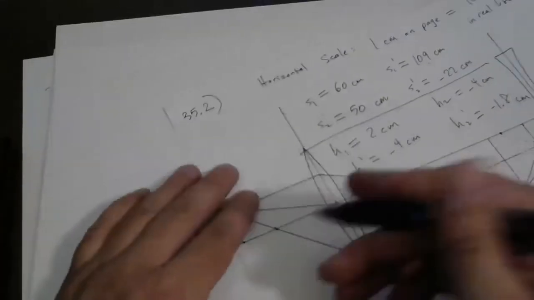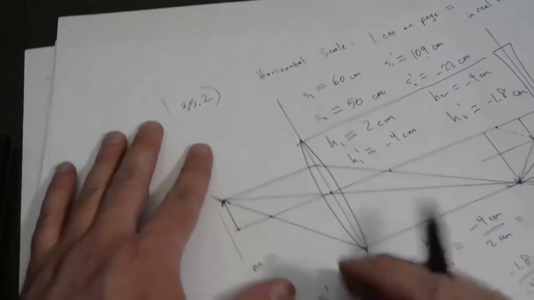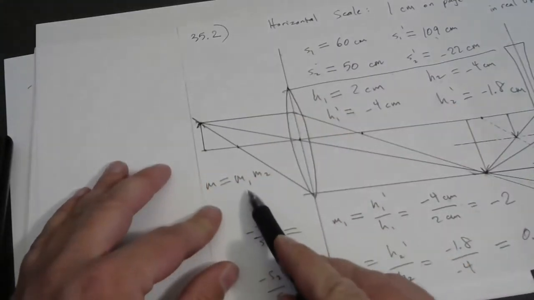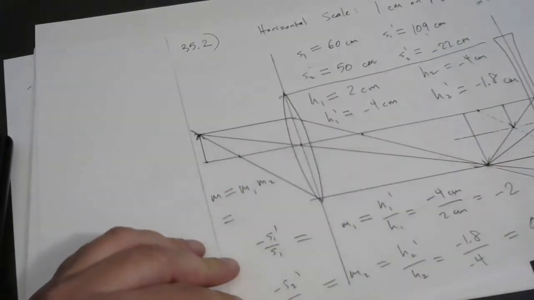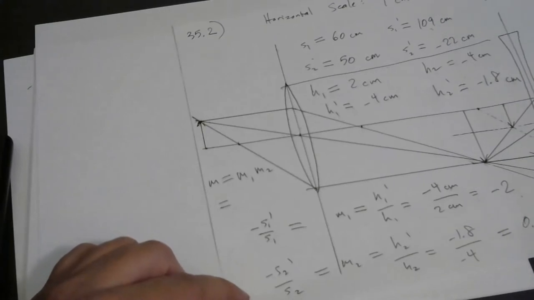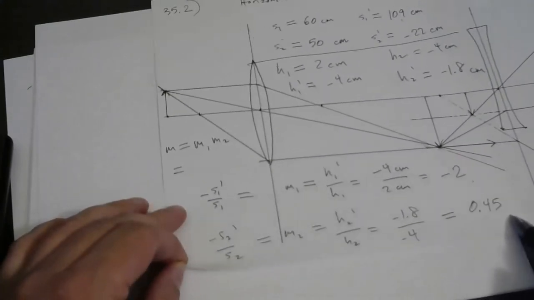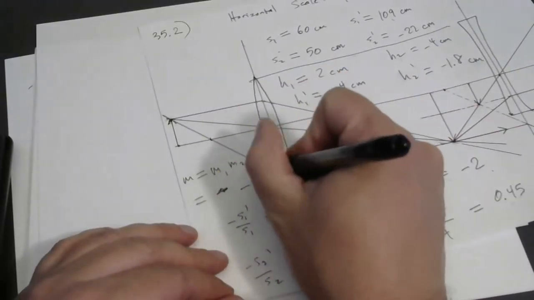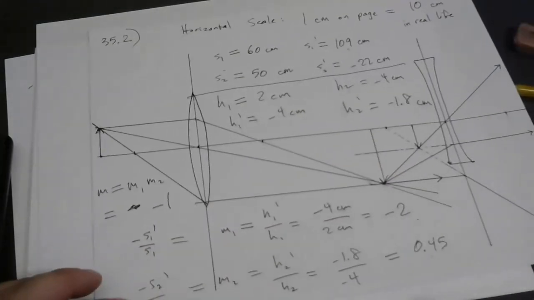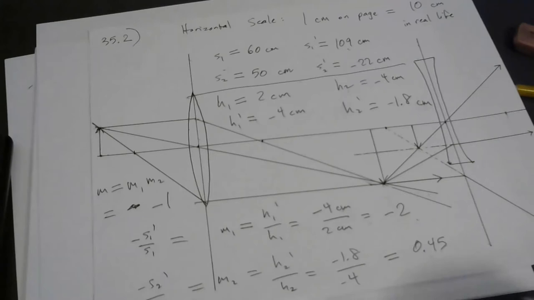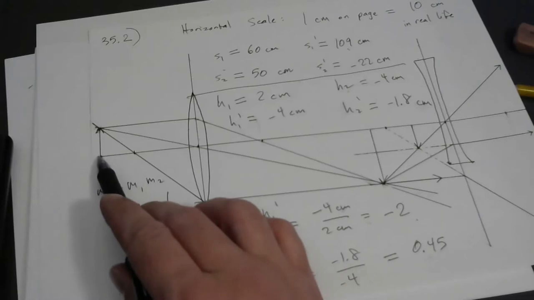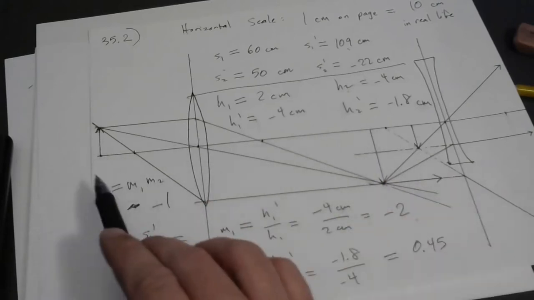Okay, the total magnification off to the side here, we'll just call it M total, that would just be the product of the two. For instance, if one lens doubles it and the other lens triples it, overall the magnification would be 6. In this case, we've got negative 2 times 0.45. How about I just round that to 0.5? Negative 2 times 1/2. That's roughly negative 1. So the overall effect on the size of the object would be to just flip it upside down and leave its height unchanged. That looks about right. This is about the same height as this. This one's just upside down compared to this one.